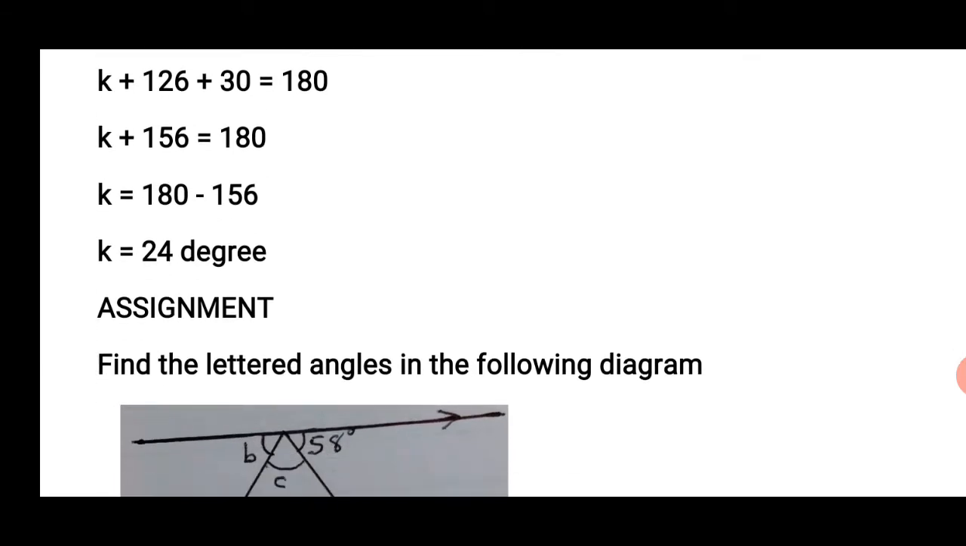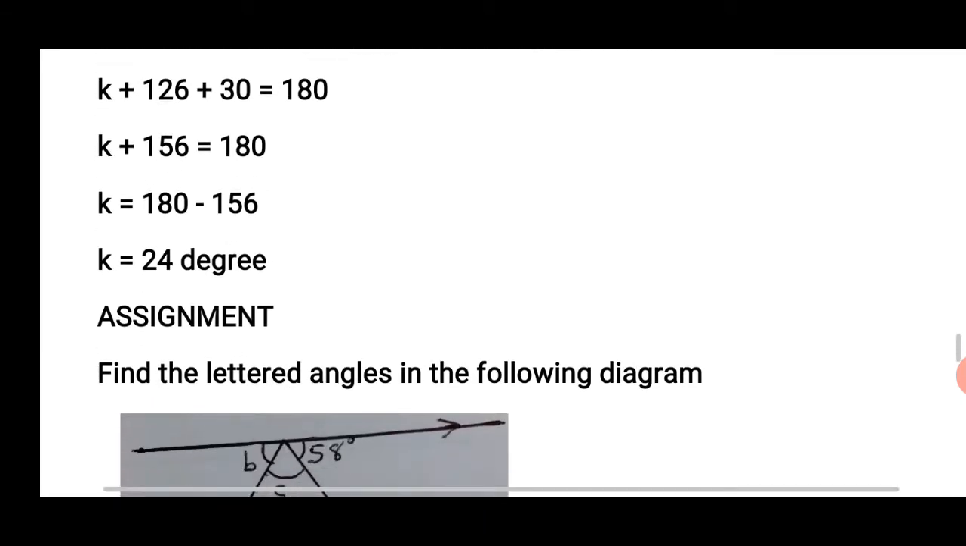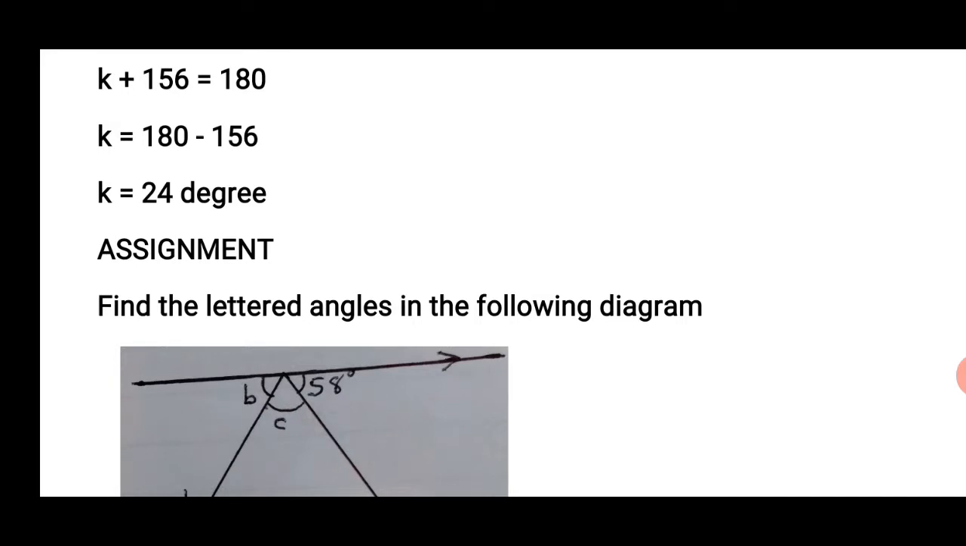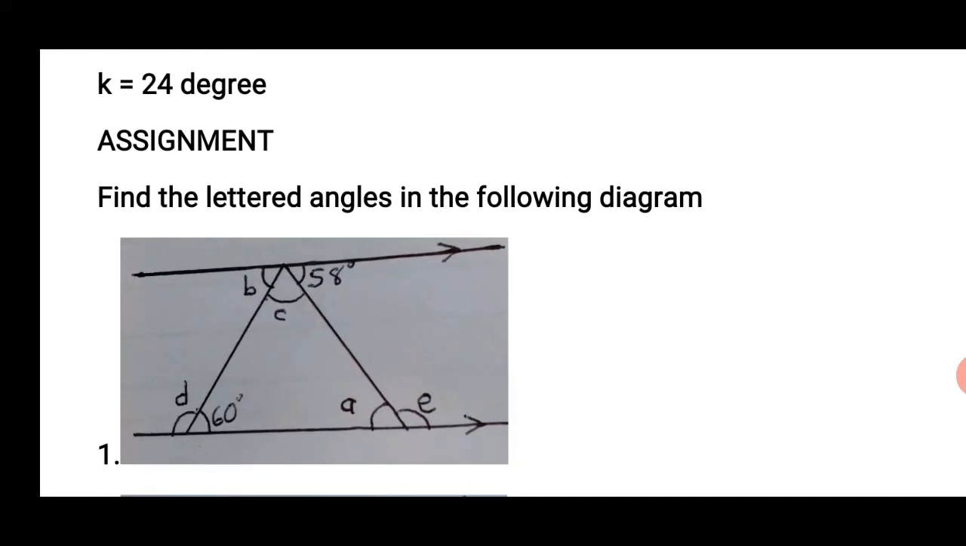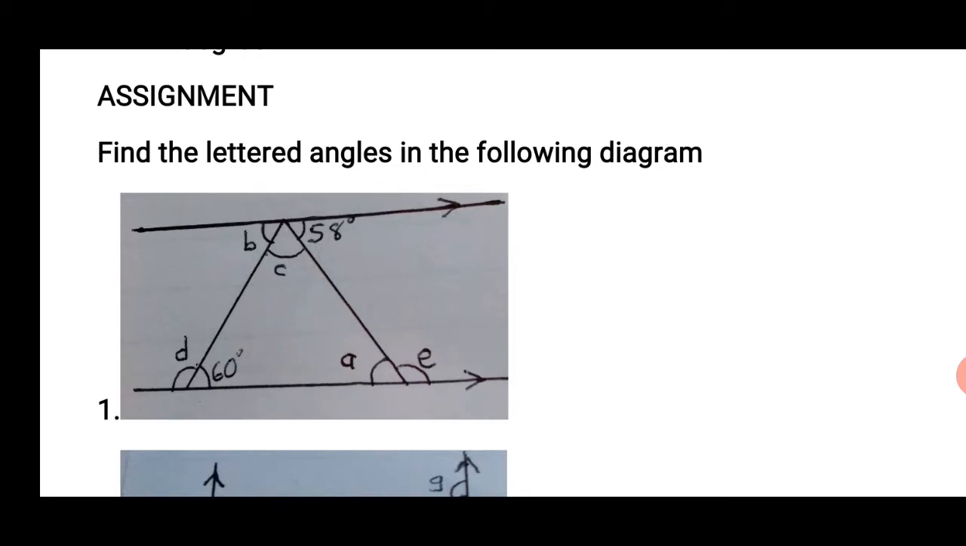So with these examples, we are going to have an assignment. That's where we're going to stop for today. And the assignment goes thus. Look at the question. The question says, find the lettered angles in the following diagram. So in diagram 1, as you can see, we have some angles given. We have angles A, B, C, D, E to determine. Then we have angle 60, which has been given. We also have angle 58, which has been given.